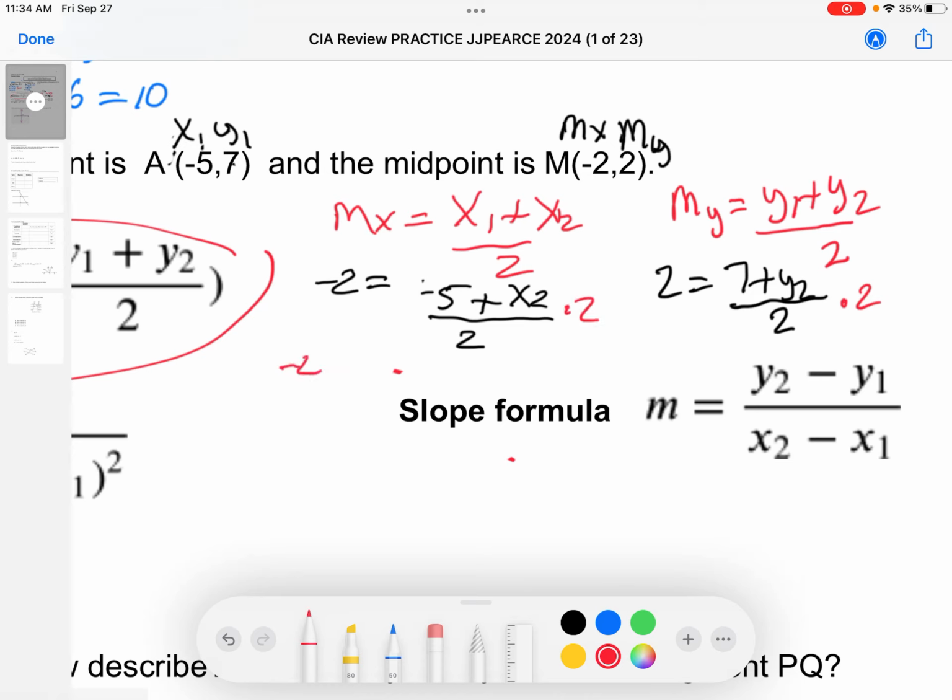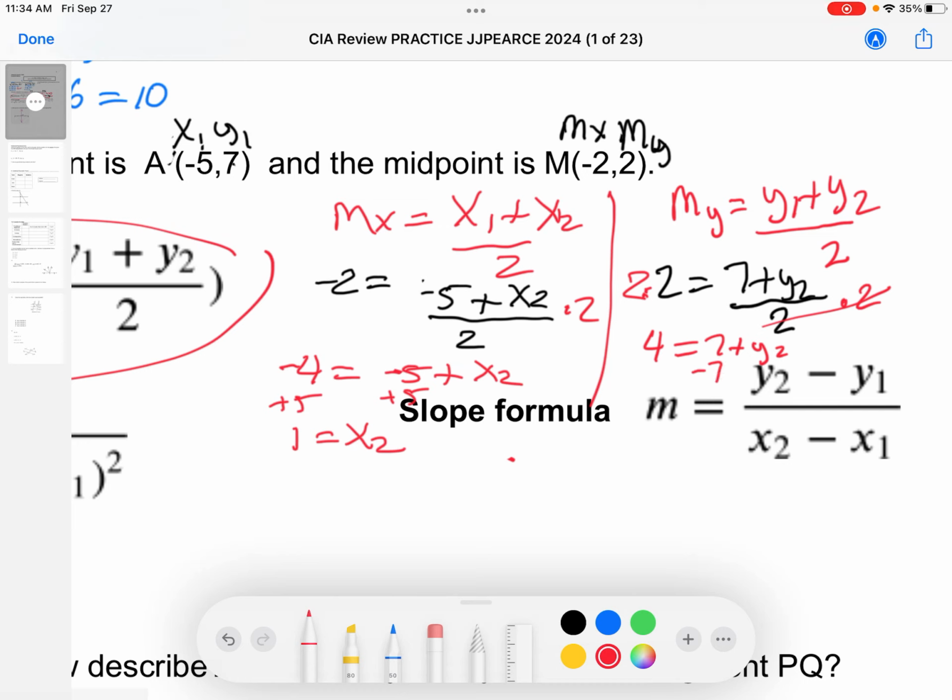So I'm going to multiply both sides by 2. That gives me -4 equals -5 plus x2. I'm going to add 5 to the other side. So I get 1 equals x2. Then finish up on this side, multiply both sides by 2. So that'd be 4 equals 7 plus y2. I'm going to subtract 7 from both sides, so I get that y2 equals -3. So that means my point B is (1, -3). That's my other endpoint.